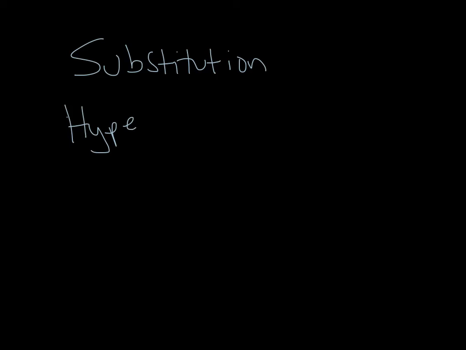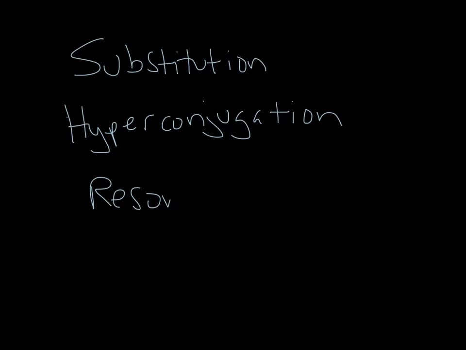So in summary, we looked at three factors: the substitution of the carbocation, we looked at hyperconjugation, and we looked at resonance. Those are the three factors that influence the stability of carbocation intermediates.